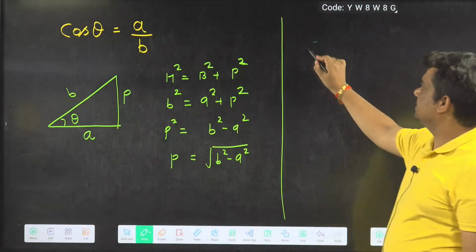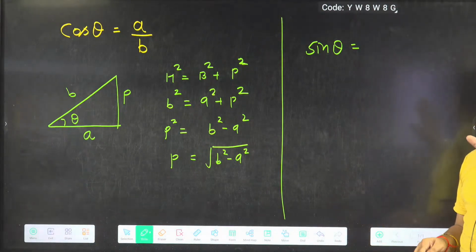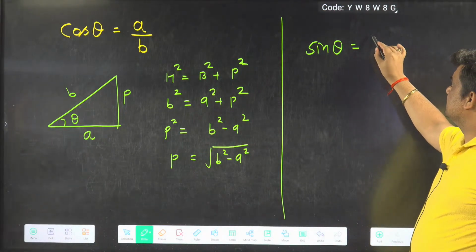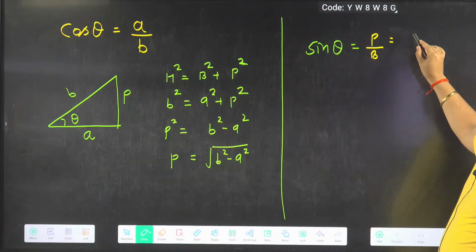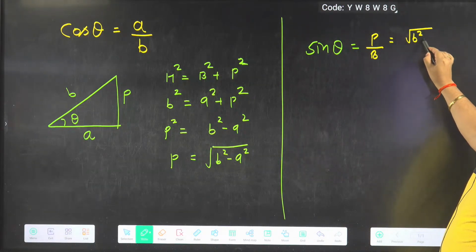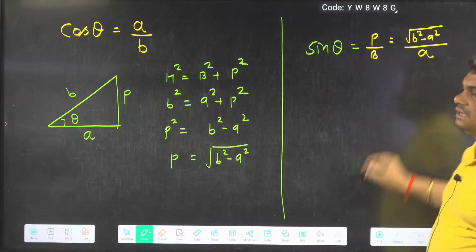Then if you have to find sine theta, it becomes very easy for you: the perpendicular divided by the hypotenuse. So we can say p divided by the base actually, where p in this case is root of b square minus a square, and the base in this case is what? That is your a. Can you find it like this?